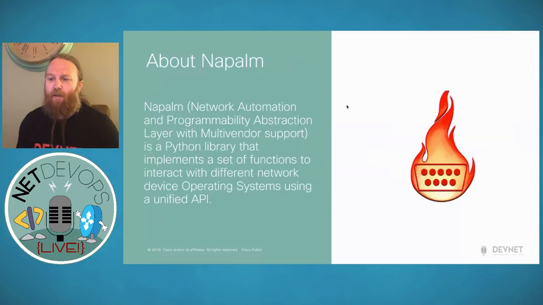So a little bit about NAPALM just before we start. NAPALM stands for Network Automation and Programmability Abstraction Layer with Multi-Vendor Support. So I'll challenge anybody to try and say that three times fast. First of all, it's a Python library that can be used to implement a set of functions to interact with different network devices, operating systems using a unified API. So what makes this special about having this as a unified API?